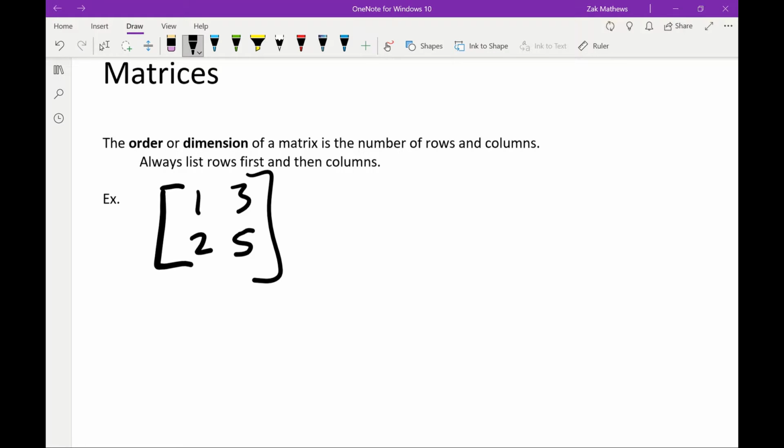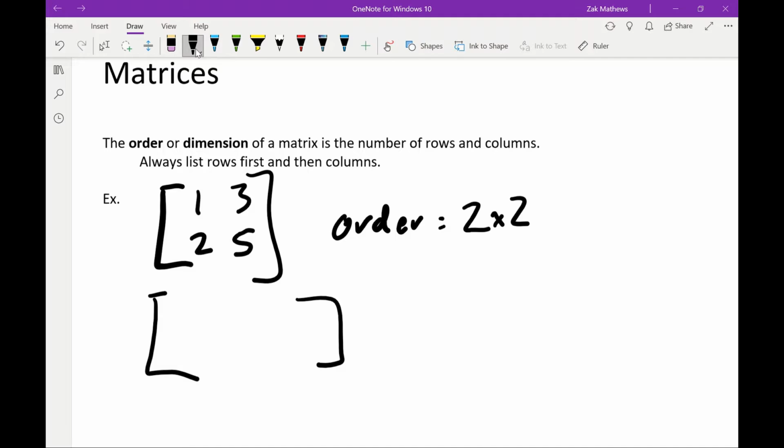So if we look at this matrix, the order of this matrix, we would look at the number of rows and columns. We have 1, 2 rows, we have 1, 2 columns. This is a 2 by 2 matrix, and that's how we would write the order or the dimension. That one was easy because it had the same number of rows and columns.